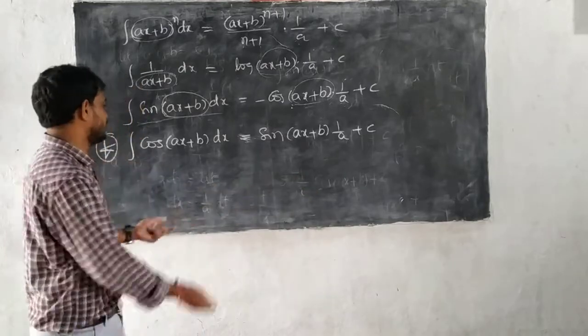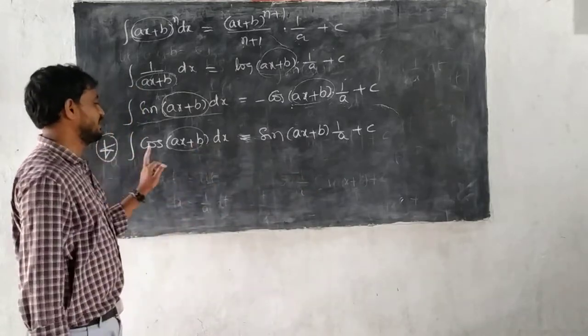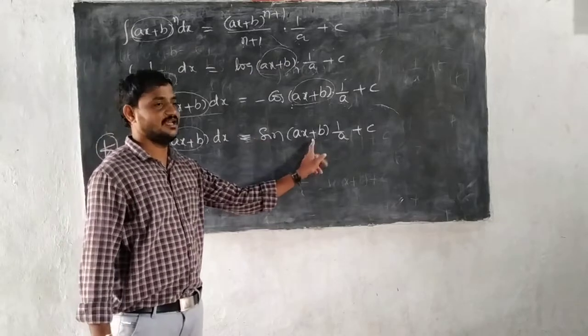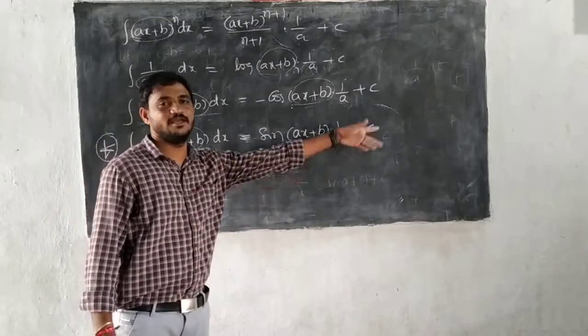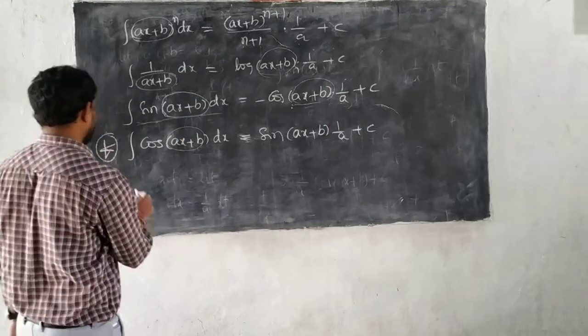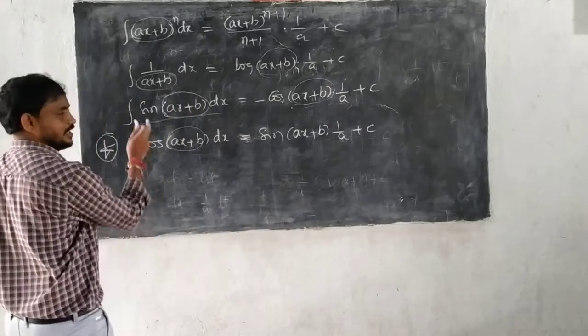How? Consider this total term as x. So integration of cos x will be sin x, and the x coefficient is a. So 1 by a sin(ax+b) plus c. Okay. Similarly, integration of sin is over 1.